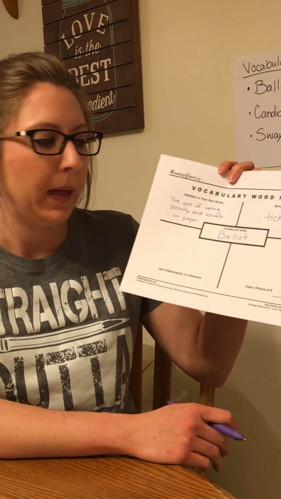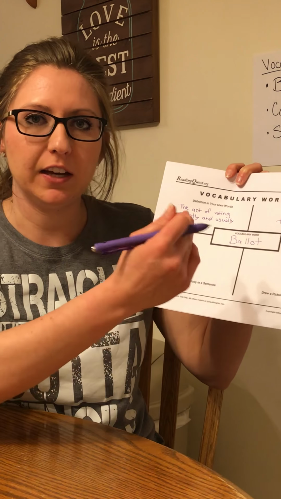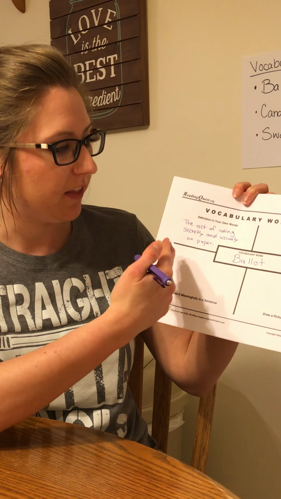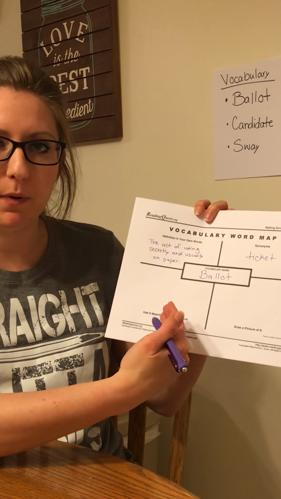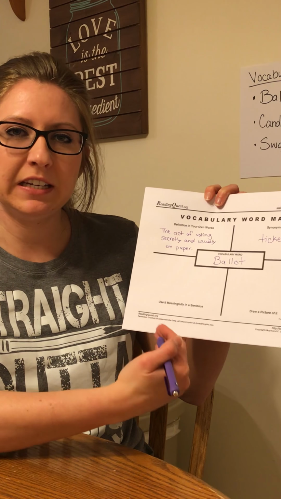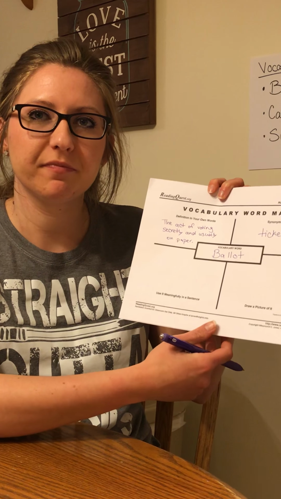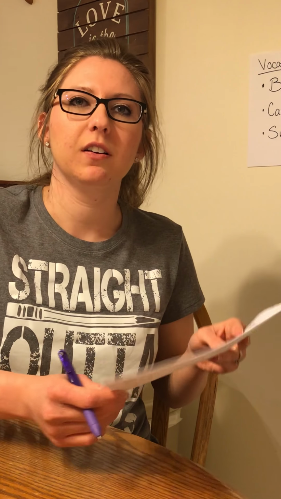Now here it says use it meaningfully in a sentence. So I'm going to think about a sentence where I'm using ballot correctly. Think about the definition, the act of voting secretly, usually on paper. We said another synonym is like a ticket. So what could a sentence be using the word ballot? I need a ballot so I can vote. Okay, yeah. I need a ballot so I can vote.